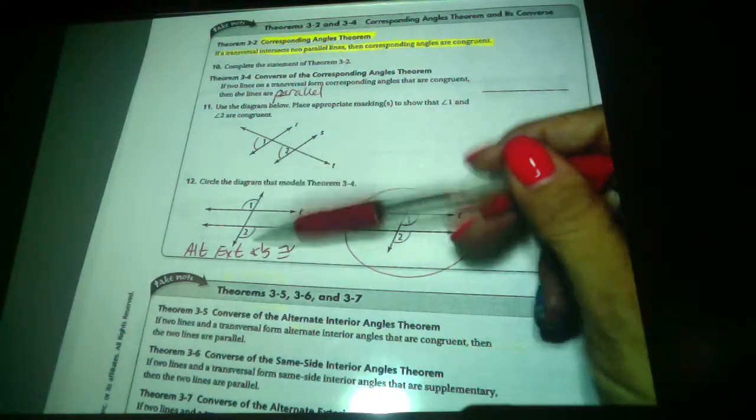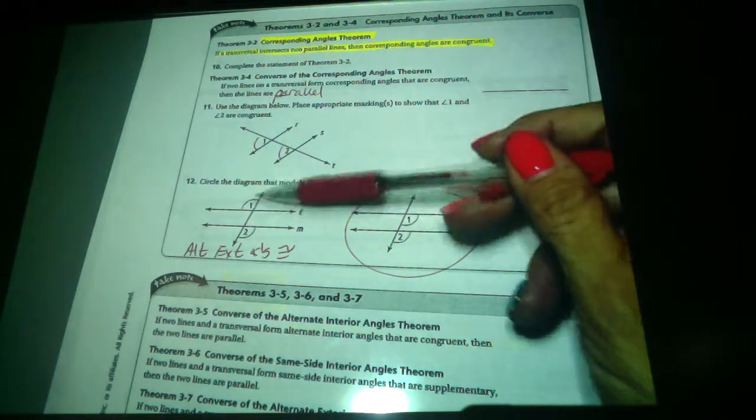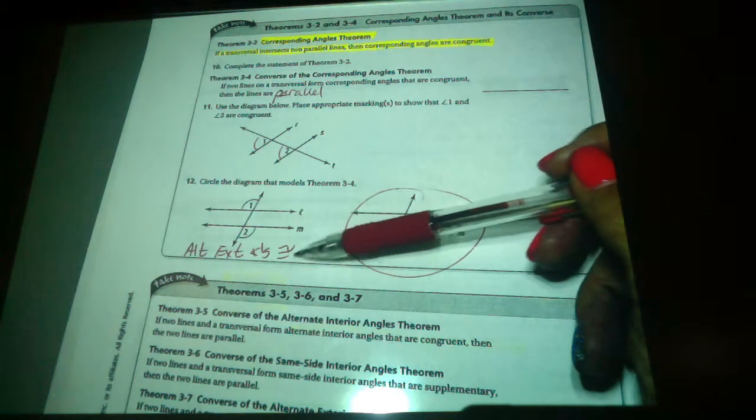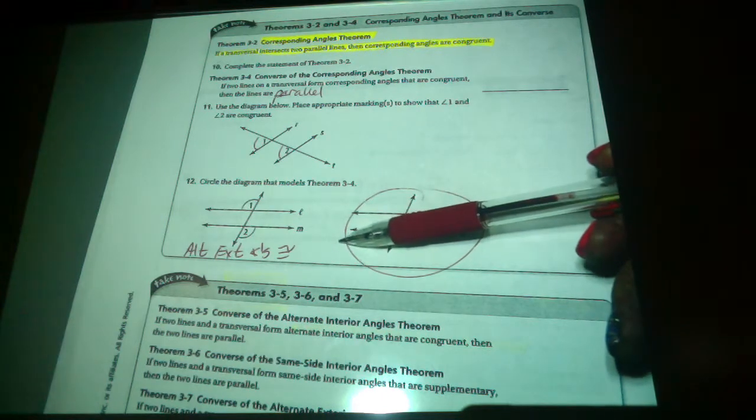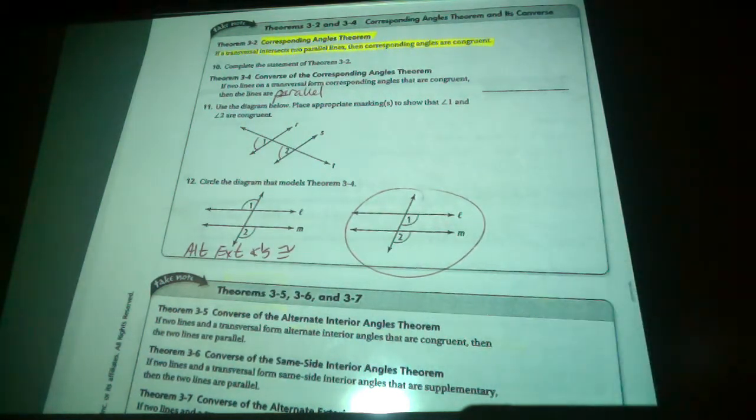Can I prove parallel lines when alternate exterior angles are congruent? Are alternate exterior angles congruent on parallel lines? Yes. So I could prove the same one is parallel, but I'd have to do the converse. If alternate exterior angles are congruent on two lines cut by a transversal, then those two lines are parallel. So I can use that. I can use everything from 3-2 as a converse.